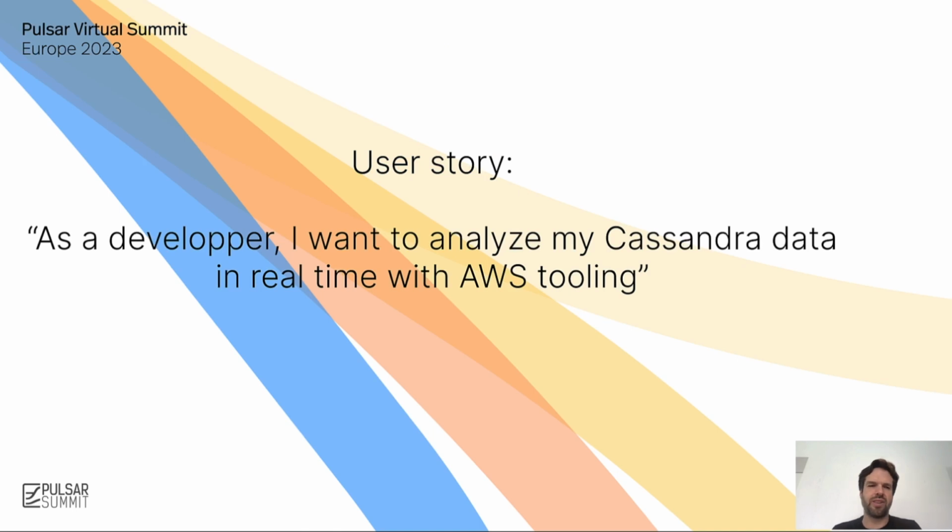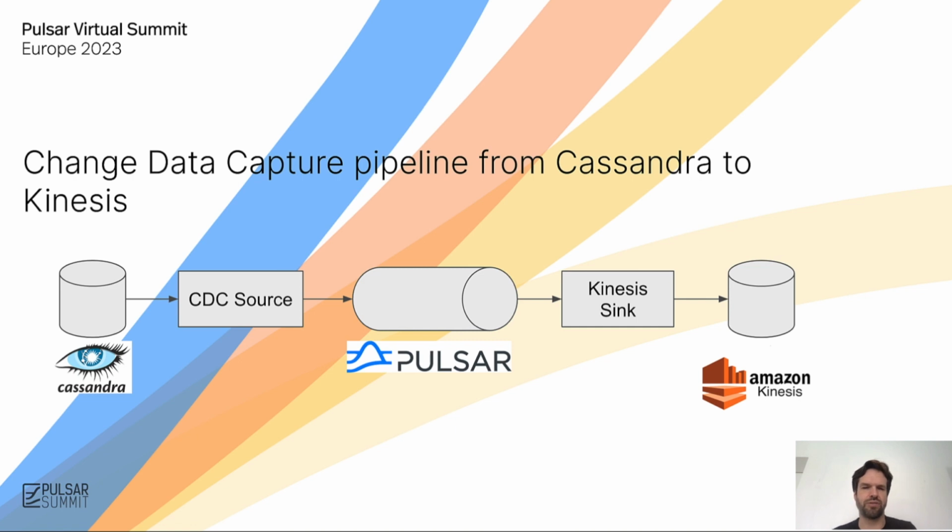We had a user that came to us and said that he wanted to get his Cassandra data and work on it from AWS. So for this, we would need to transfer the data that was in Cassandra into AWS. The solution was to use existing pieces that we had at the moment, such as the Cassandra CDC source. CDC stands for Change Data Capture.